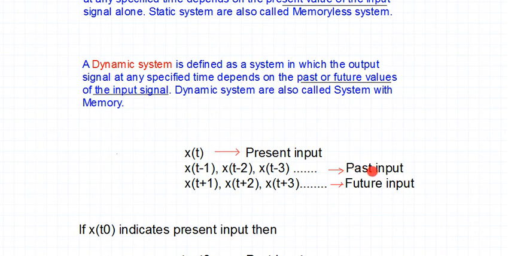Similarly, if the output of the system consists of the terms x of t plus 1, x of t plus 2, x of t plus 3, we call all these the advanced signals, right? And these indicate the future inputs. So if your output consists of these terms, then you call your output dependent on the future inputs of the signal. This could also be put in another way.